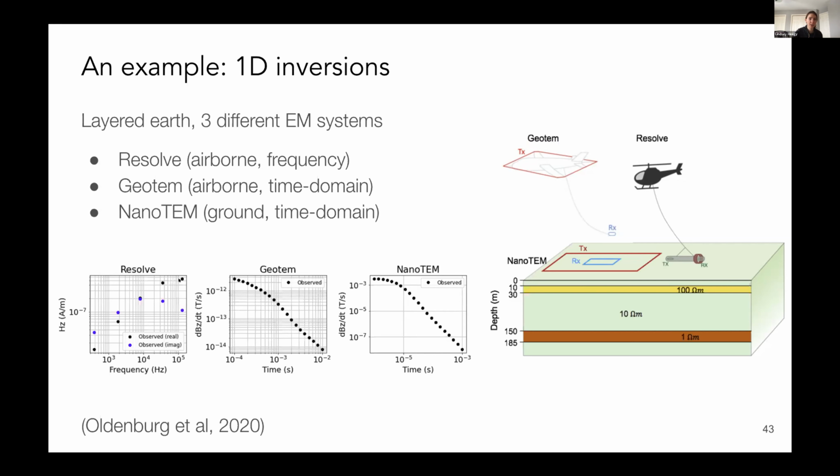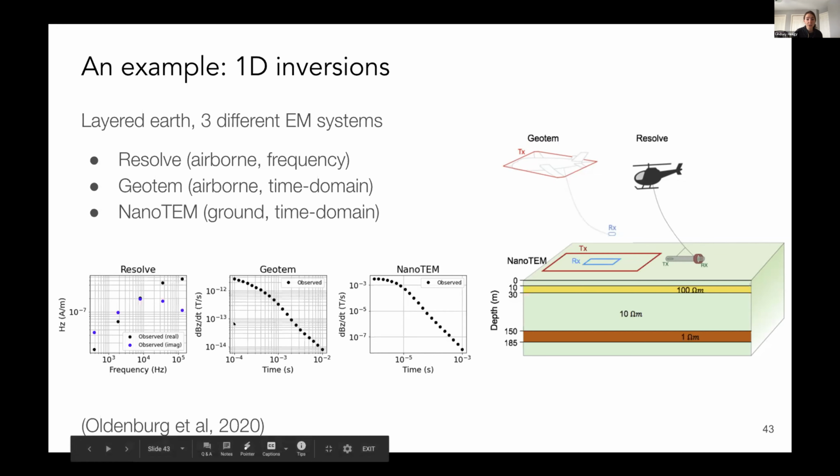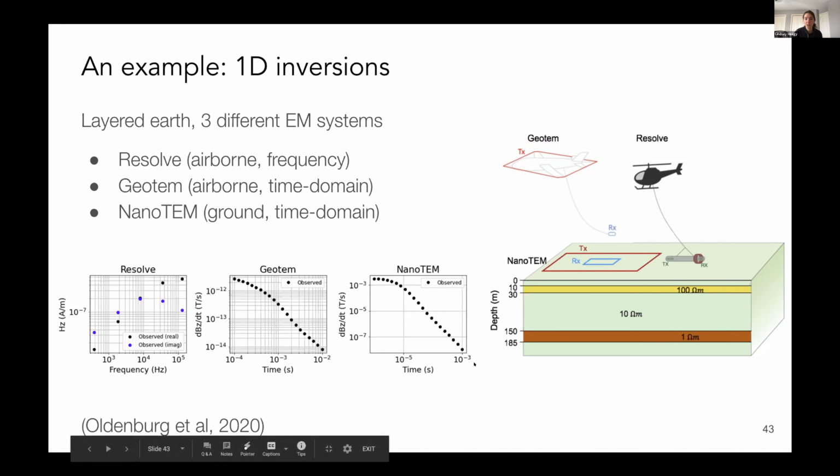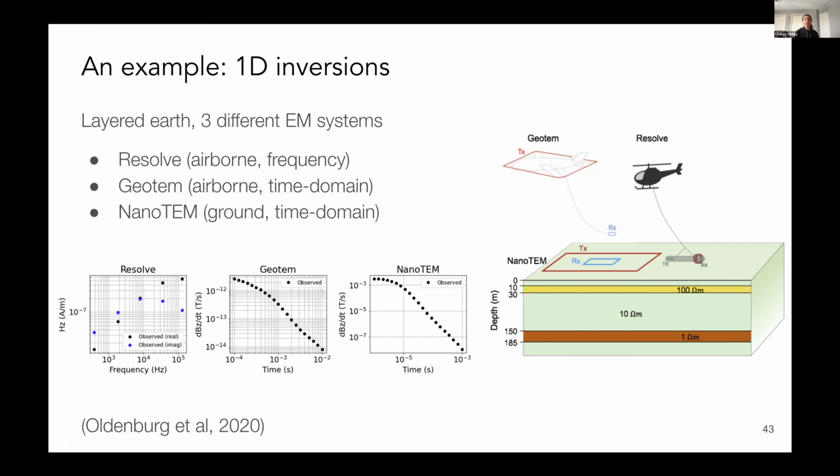So we've got our plot of the RESOLVE data here, the real and the imaginary at 5 different frequencies. We've got our GeoTEM data, which you can see is at later times than our NanoTEM data. This is looking earlier in time. This example was originally presented at the Airborne EM 2018 workshop, and we've got a paper from that that you can take a look at. And I've got the references all at the end.